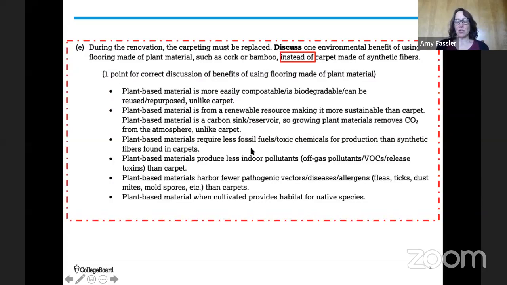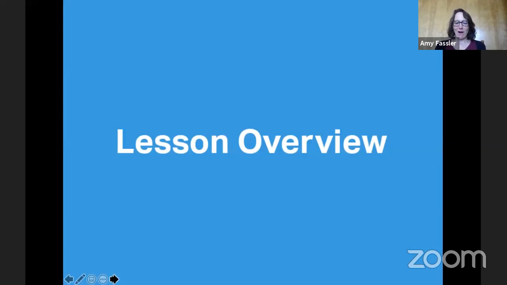The plant-based materials require less fossil fuel or toxic chemicals in production than the synthetic fibers of the carpet. So lots of different options you could go with there. Our discussion today on air pollution is really going to focus on this point that you may be still a little bit iffy on. So where are we going today?